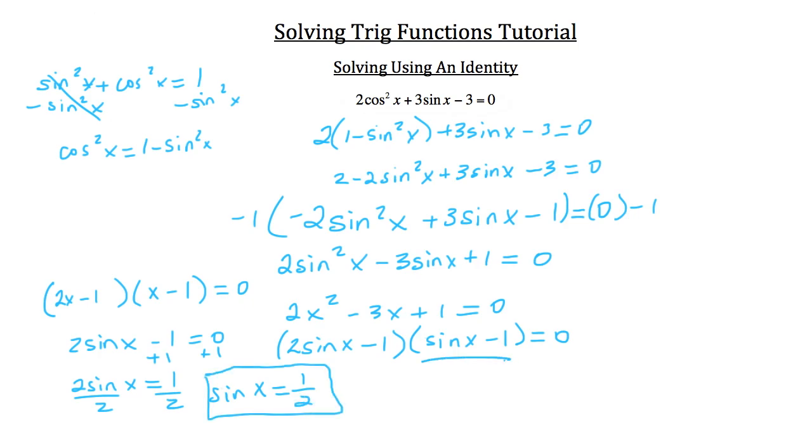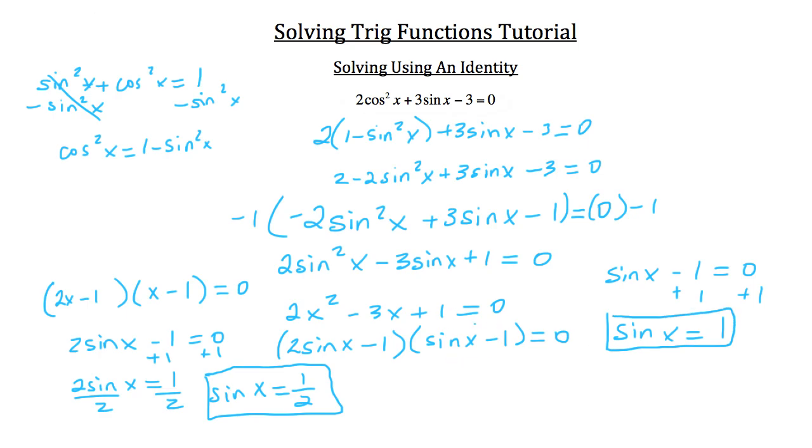And this guy we'll do over on the right. So we have the sine of x minus 1 is equal to 0. So we'll add 1 to both sides, and we get the sine of x is equal to 1 as another one of our answers.